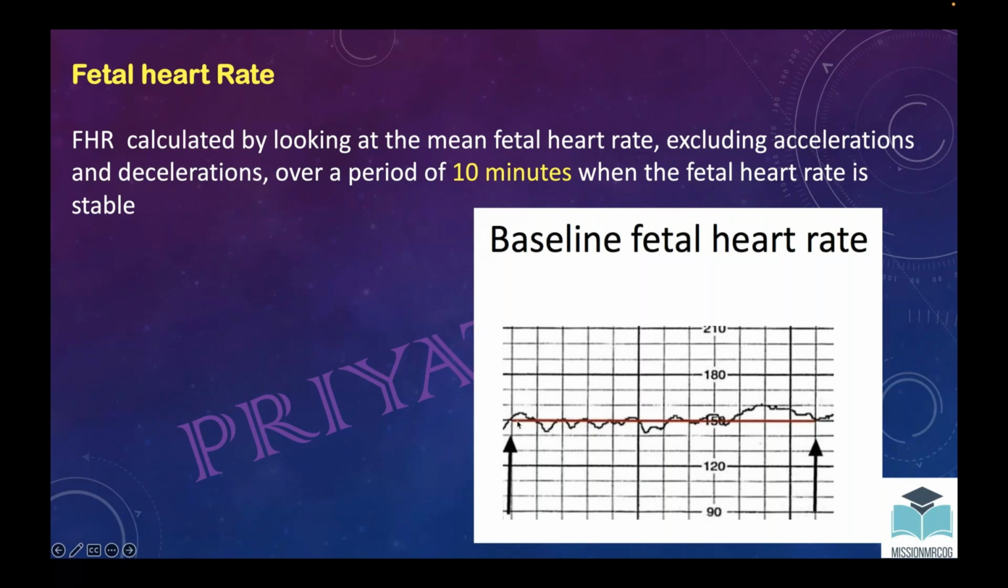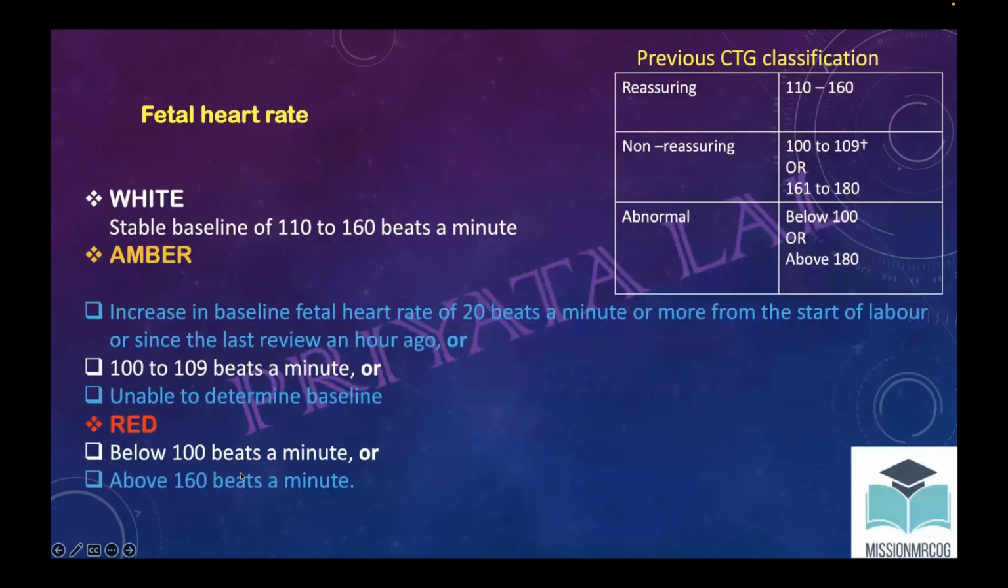Okay. So this is the picture that I have put here. Now, what has the new RCOG guideline done? White color code is when it is between 110 to 160. Now, this is the previous CTG classification. For the comparison, I have put it here. So this is the same. Okay, so this is the same.